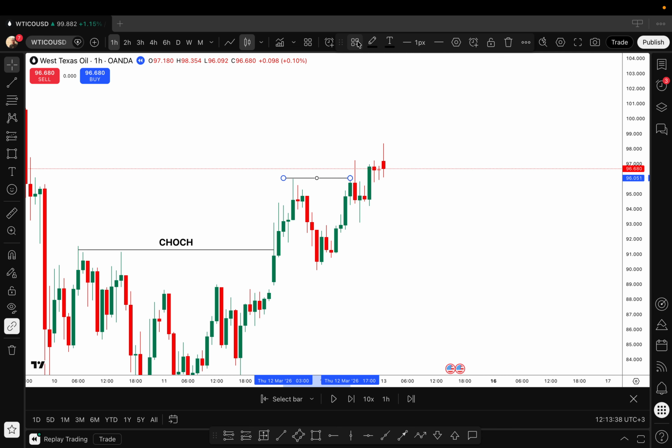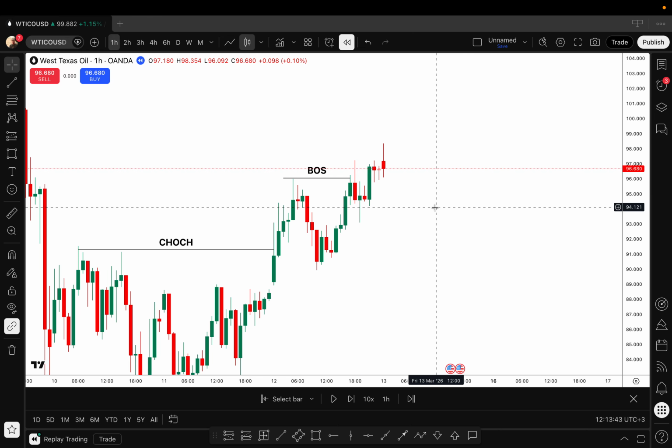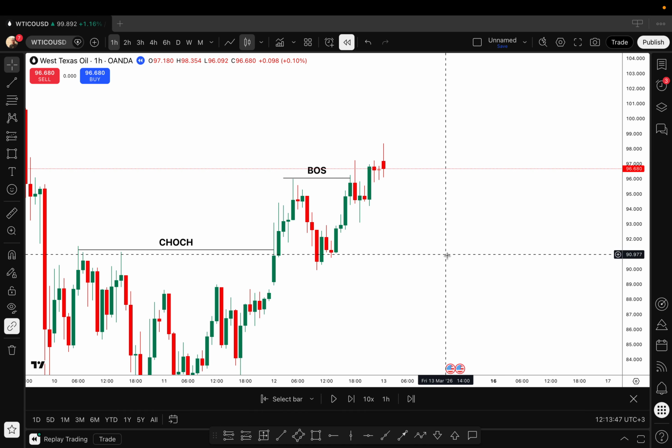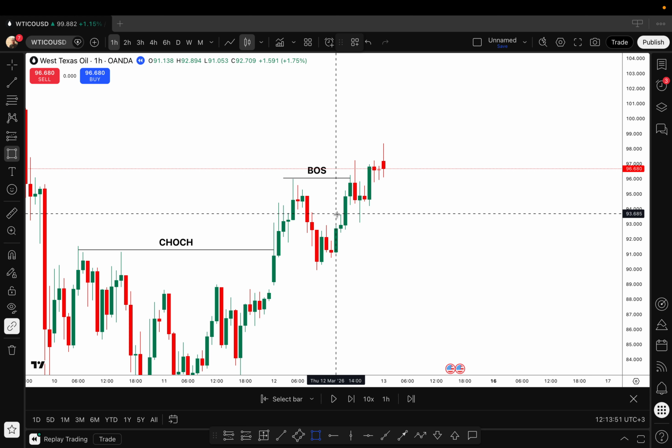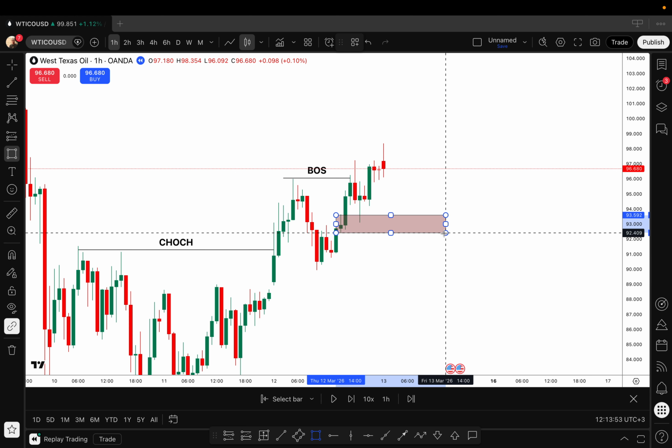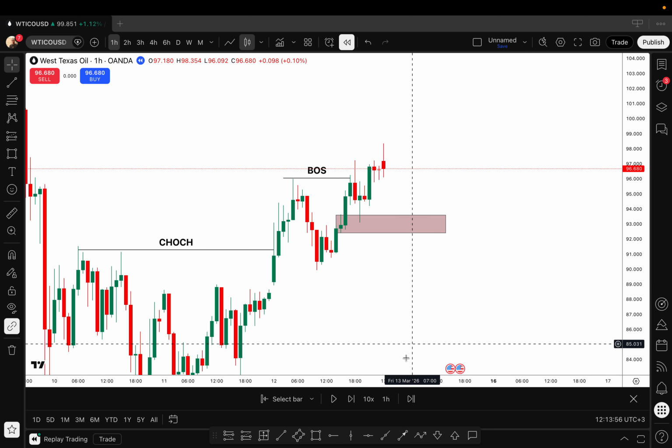So this is going to be our BOS. So now we are good to go. So what are we looking for? We are only looking for a zone that led to that break of structure. Now I have 2 zones here, 2 valid zones. I have this one here, which is a good zone, and then I have another one down.